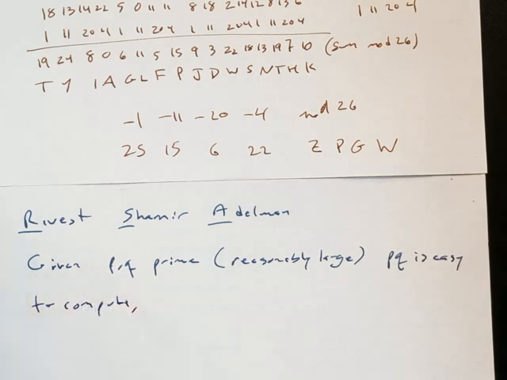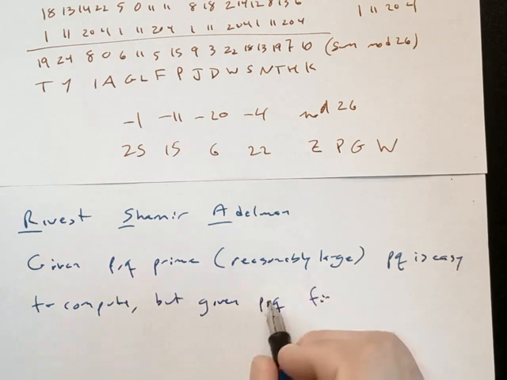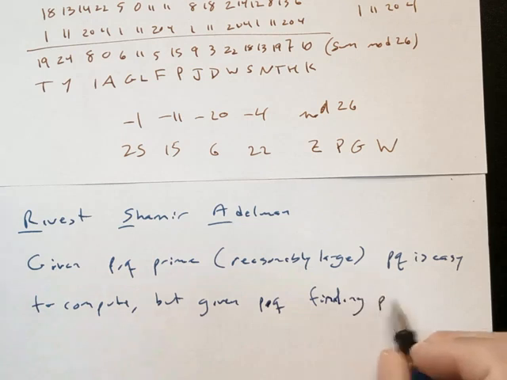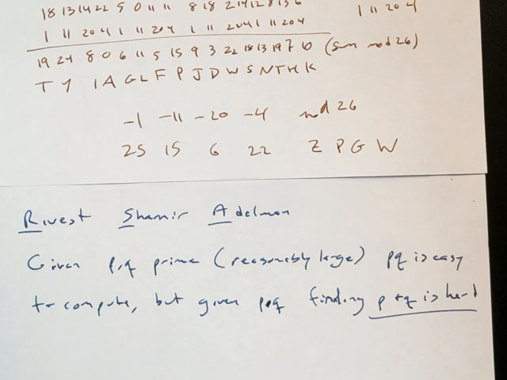But on the other hand, if I give you PQ, given P times Q, finding P and Q is hard because factoring is hard, unless you happen to have small primes in your number.